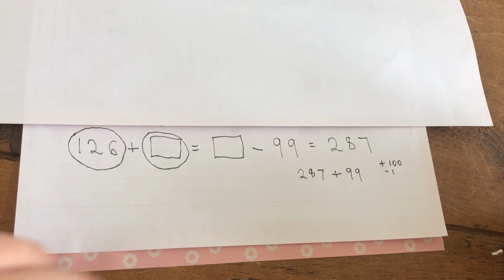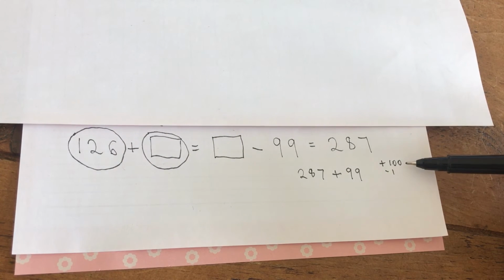Pause it if you need to think about it. If you'd like to do the column method, go ahead, but you might find this method is quicker. So add 100, but then just take 1 away, because actually it's only 99. Pause and work it out.